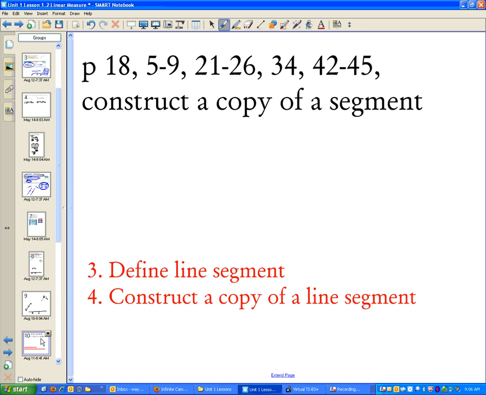Your assignment is on page 18. It's to do 5 through 9, 21 through 26, 34, 42 through 45, and then construct a copy of a segment. So you'll just get to do your own. Just draw a segment, or use a straight edge to put a segment on your paper, and then follow those steps to construct one that's the same length as it.